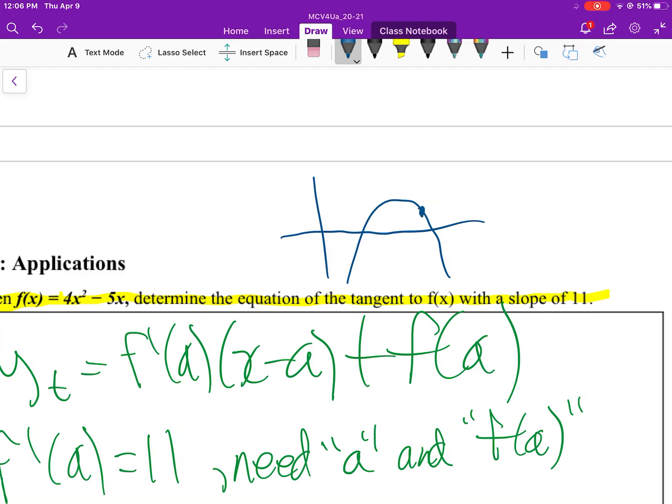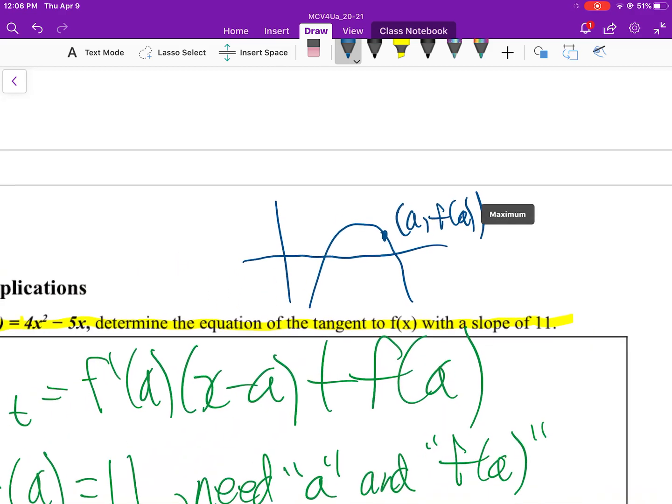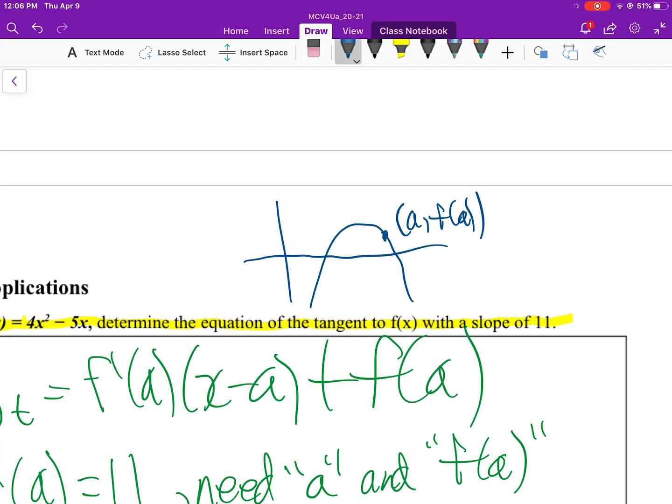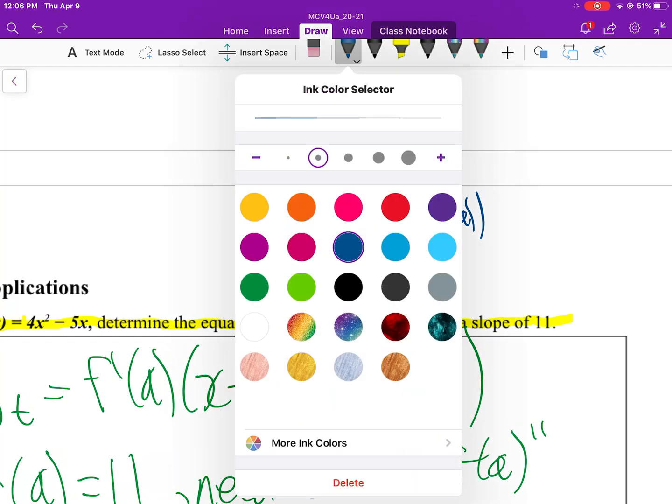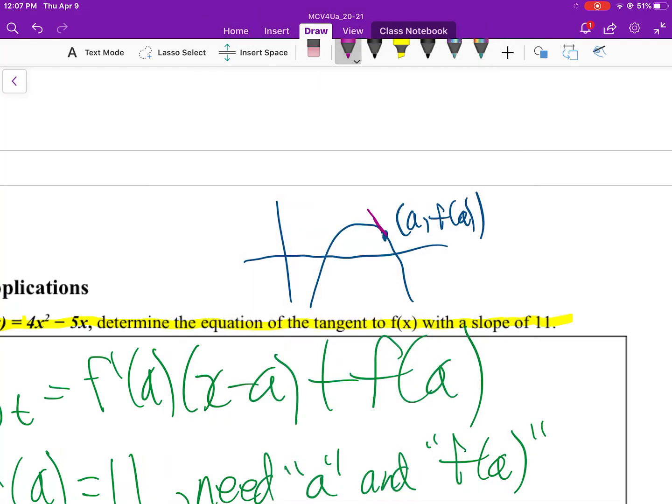So say that this is our point of tangency here, and that point of tangency has coordinates of a, comma, f at a. In other words, the x value is a, and the y value is f at a. So our tangent at that location might look something like that. And the slope of that tangent is f prime at a. Okay. That's the tangent slope, f prime at a.